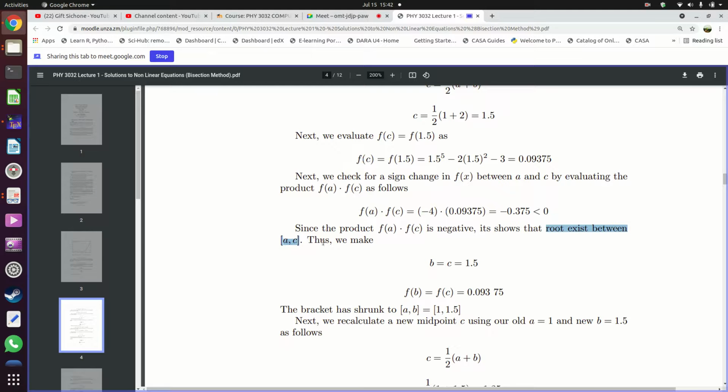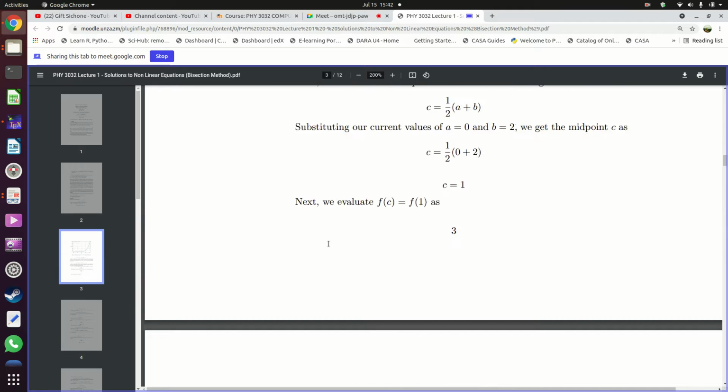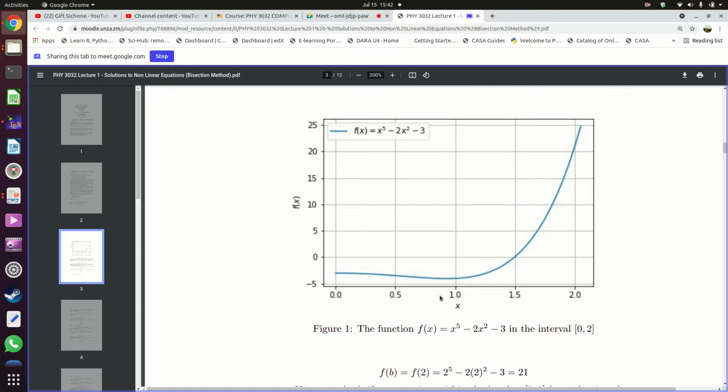Are we clear? Yes, sir. But if there is a root between A and C, as you can see, A is here, A is 1, C is 1.5 there. So if there is a root between A and C here, it means that between C and B, this side, there is no root. Do you see that? If between A and C there is a solution, then it means that between C and B there is no solution. Is that clear?